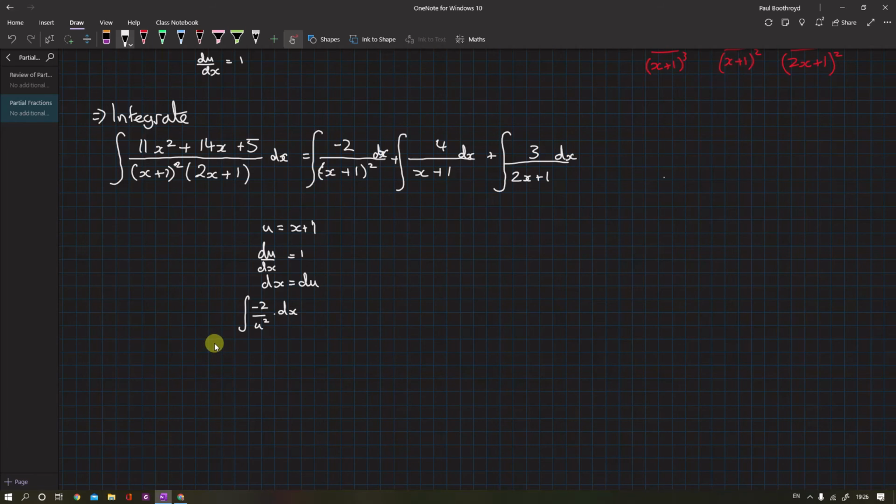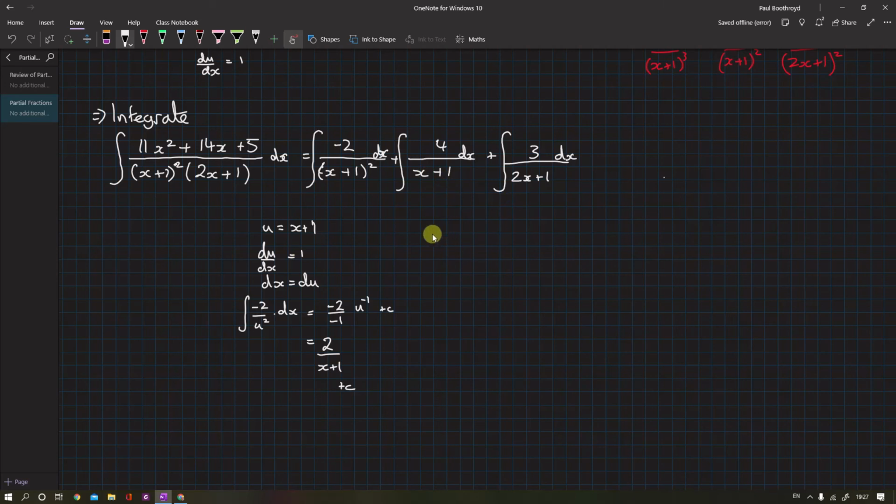When we integrate, we raise the power. So from minus 2, it becomes minus 1. We've got minus 2u to the minus 1 over minus 1, plus some constant, which is going to be 2 over (x plus 1) plus some constant. But the constants from each term will collect together to create another term.